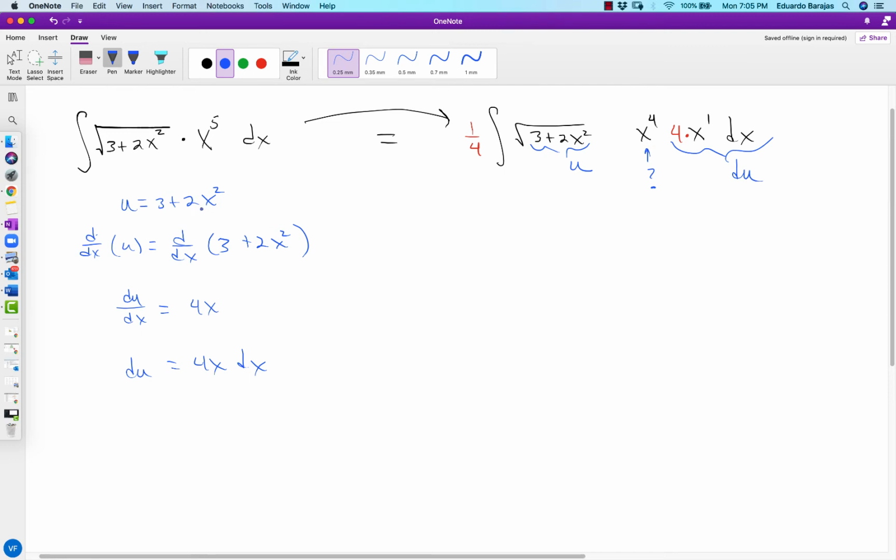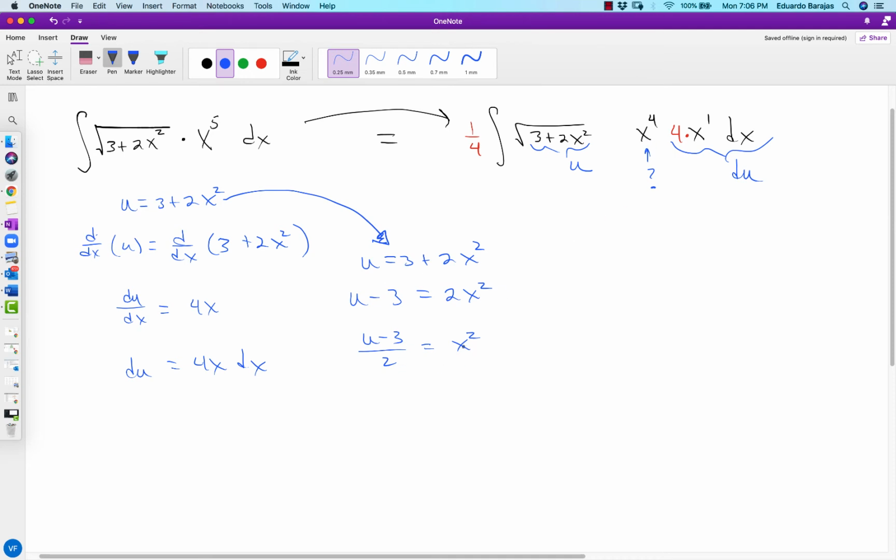So what I want to do is solve for x squared from here. I'm going to take this, u equals 3 plus 2x squared, and solving for x squared gets me u minus 3 equals 2x squared, subtracting 3 from both sides. Dividing everything by 2, we get (u minus 3) divided by 2 equals x squared. And now this is what we use to replace that.